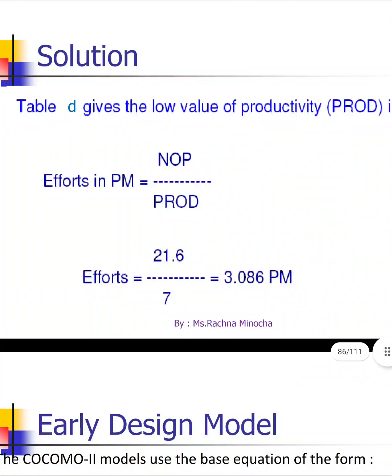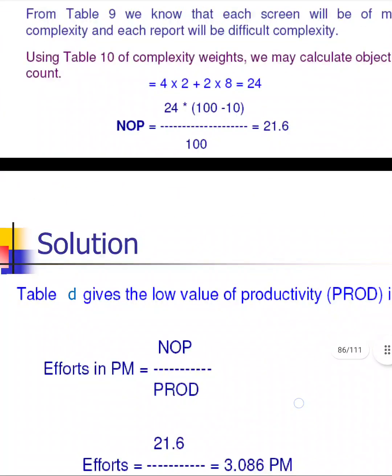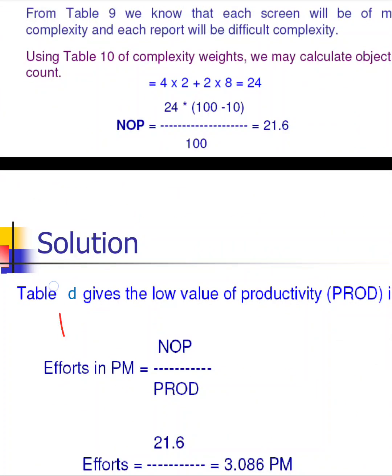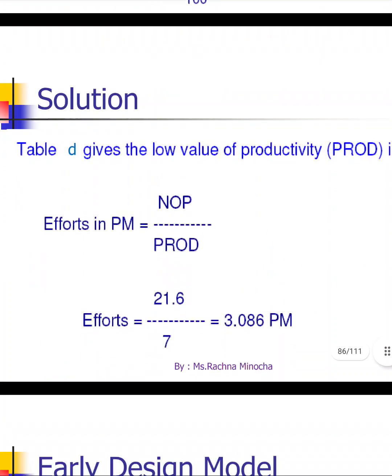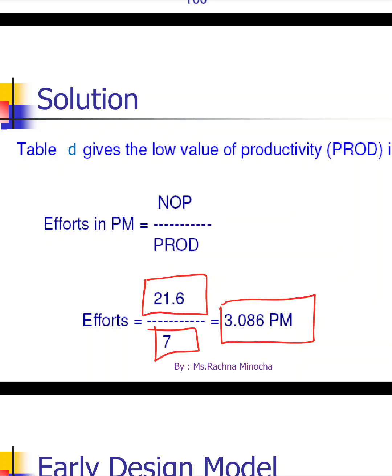So we use the formula, the productivity is 7, and now we calculate with the new object points. So it would be 21.6 divided by 7 and it comes out to be 3.086 person month. The effort is always given in person months. How many persons for how many months? So it is 3.086 person month. So this is the final answer that we get. Thank you so much.